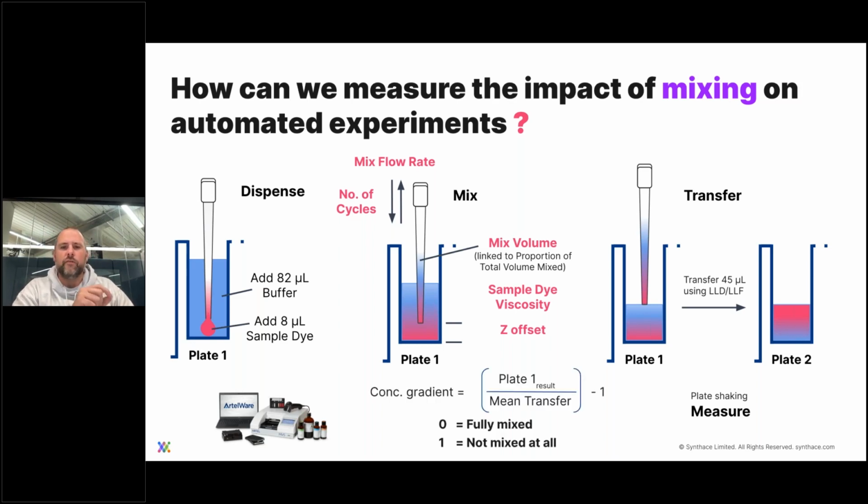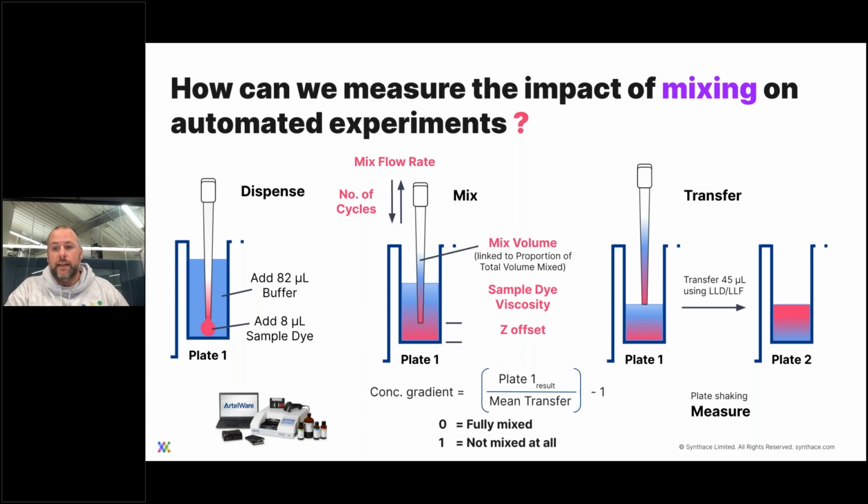A concentration gradient metric is created for the results of the RTEL measurement, where we take the volume measured in plate 1 and divide this by half the initial sample dye transfer volume and then subtract 1. So in this example, say we had perfect mixing, we would measure 4 microliters using the RTEL. And the mean transfer volume is 4, that's what we'd expect. So 4 divided by 4 is 1, and then subtract 1 is 0. And this 0 represents perfect mixing.